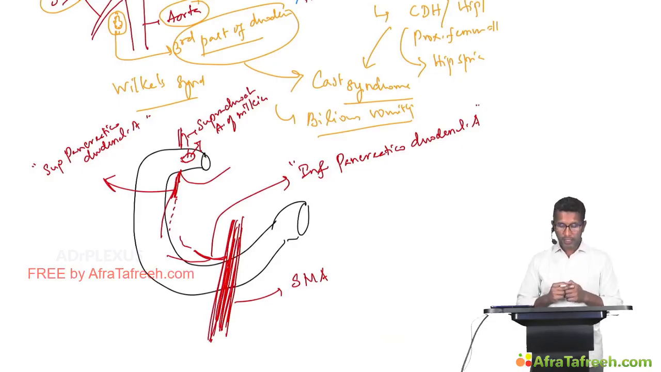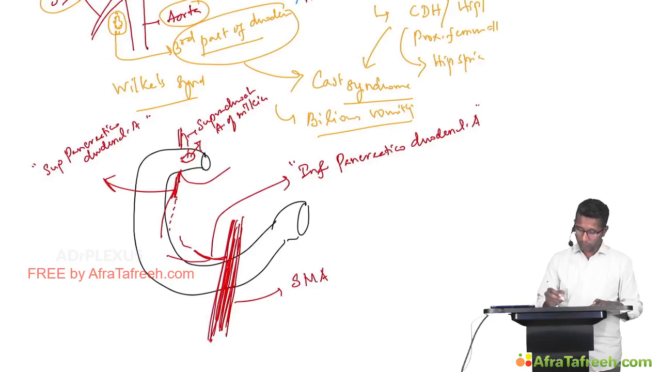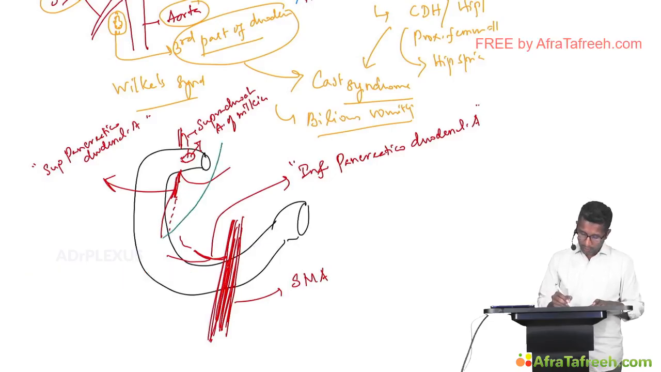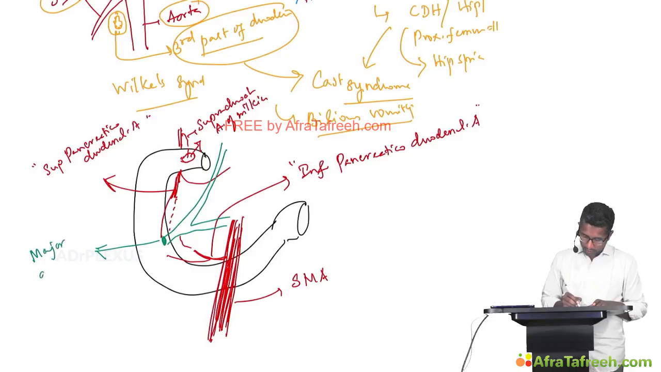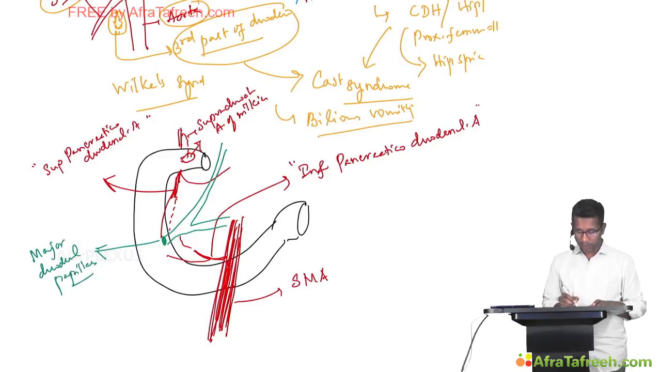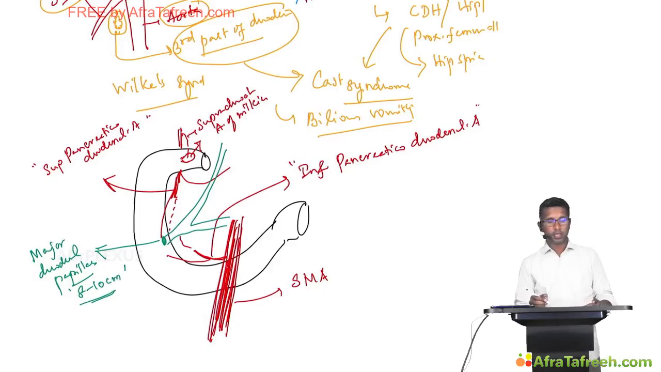And what is interesting in the second part of the duodenum, we have discussed a lot of times this. There is a duct which opens into it, that is the ampulla of Vater, which opens into the second part of the duodenum. This is called the major duodenal papilla, which is situated at a distance of 8 to 10 centimeter distal to the pylorus.